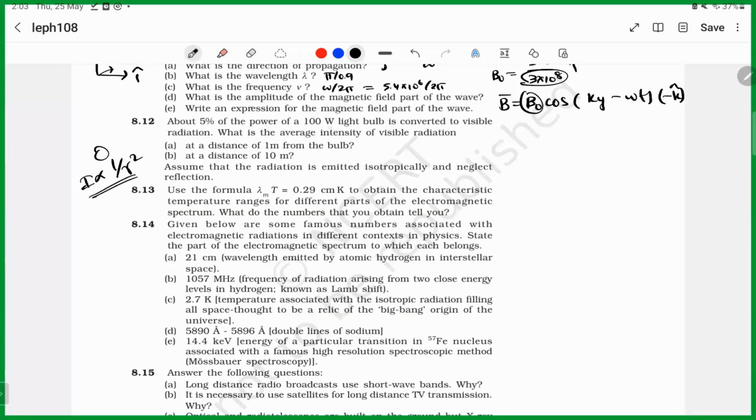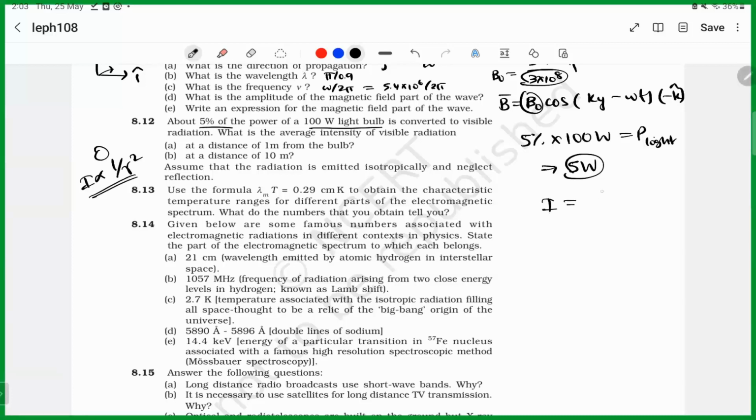So we know that there's a 100 watt bulb and 5% is converted to light. So 5% of 100 watts is really the power that is outputted in form of light, right? Is the power held in the light. So therefore, you basically only have 5 watts. So 5 watts at a distance of 1 meter, what is the average intensity?